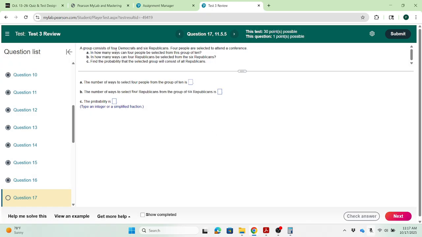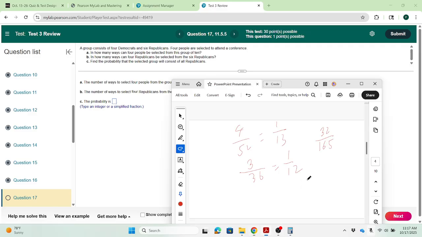A group consists of 4 Democrats and 6 Republicans. 4 people are selected to attend a conference. In how many ways can 4 people be selected from this group of 10? So there are 4 Democrats and 6 Republicans. 4 people are selected out of 10. How many different ways can we do that?